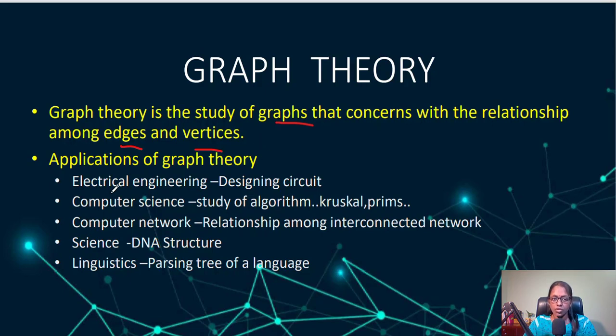We use it in electrical engineering, like designing a circuit, and in computer science, like studying algorithms, like the shortest path algorithm and the traveling salesman algorithm, and many more algorithms that are based on graph theory. And in computer networks, relationships among interconnected networks: how one network is related to another network. So in a computer network, the relationship is identified using graph theory.